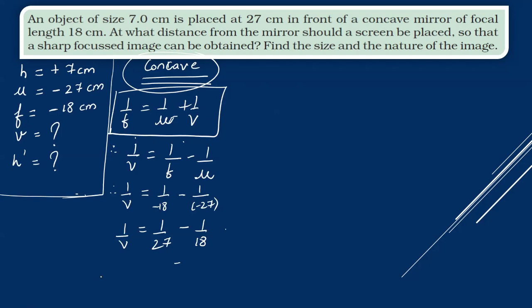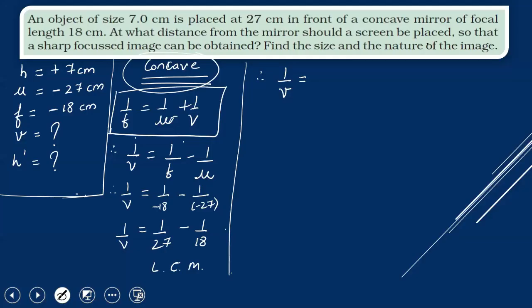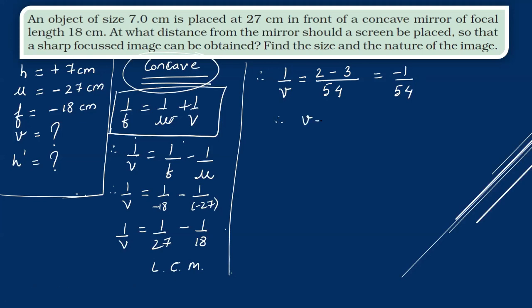So now we need to find the LCM. How do we solve this? We need to find the LCM. So therefore 1 upon v equals, what can be the LCM of this? Yes, right? So 54. 27 twos are 54, and 18 threes are 54. So this is going to be minus 1 upon 54. As 1 upon v is minus 1 upon 54, therefore v is equal to minus 54 centimeters.